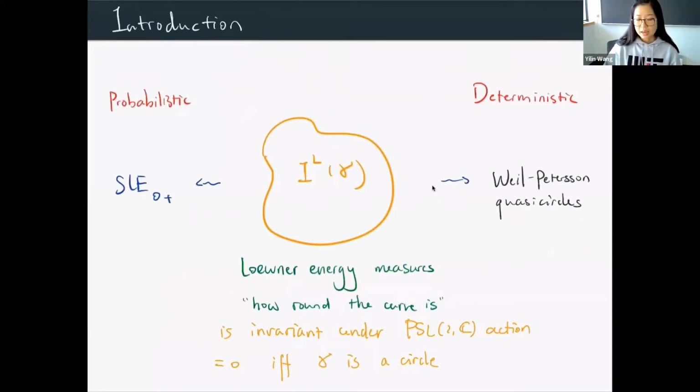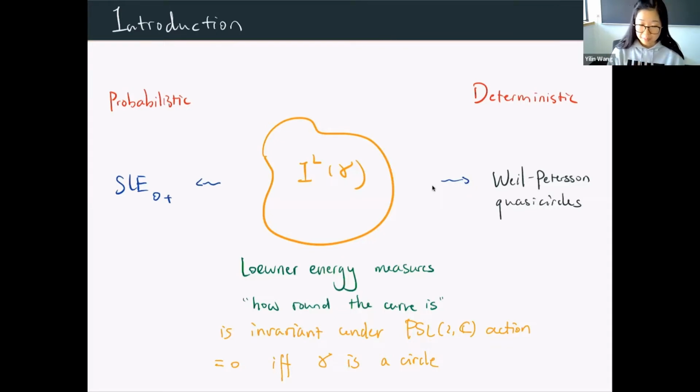And when I say how round the Jordan curve is, I will have in mind some energy which measures the roundness and which has to be invariant under this PSL2C action. And in particular, it has to be zero if and only if gamma is a circle. And this Loewner energy will be this quantity.